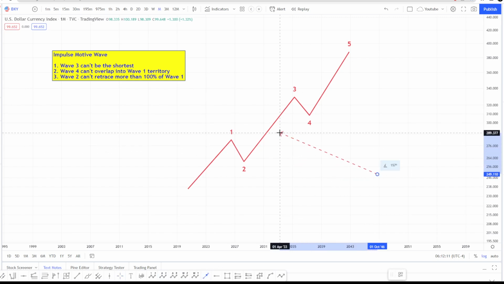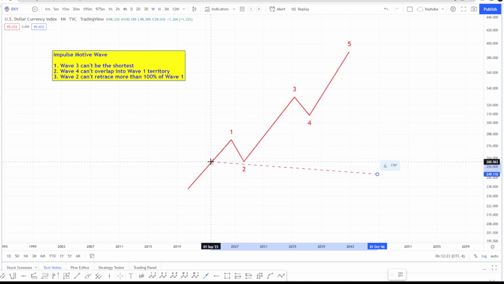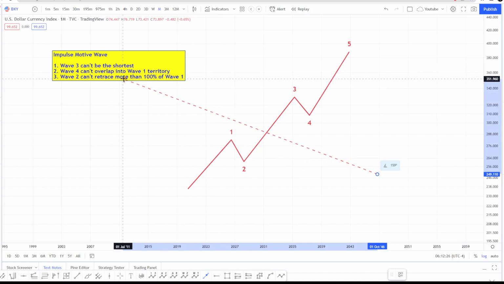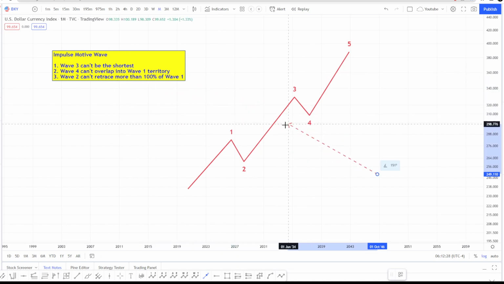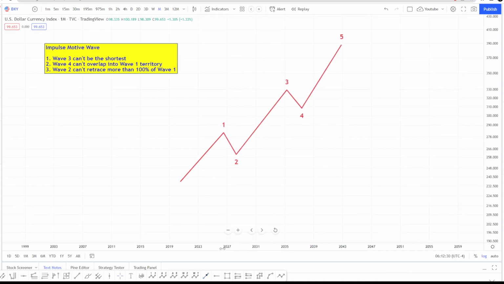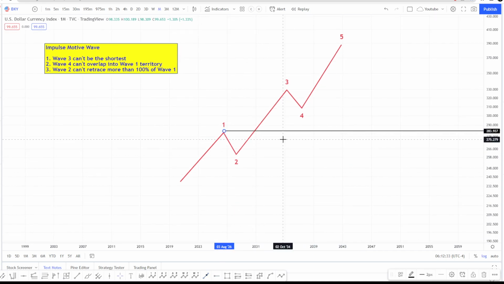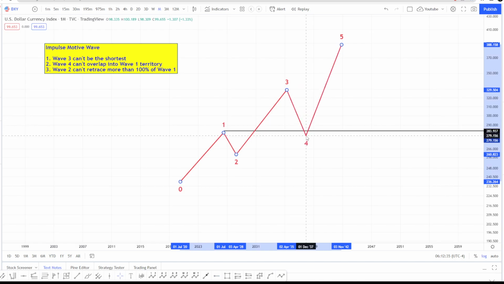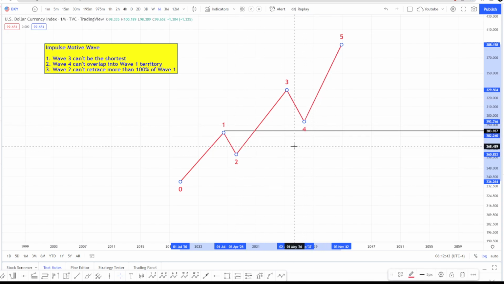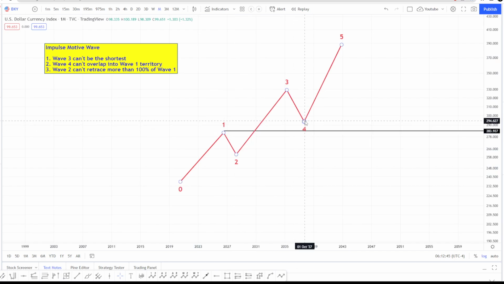Rule number 1. Wave 3 cannot be the shortest wave out of the 5 waves. It doesn't have to be the longest, it just can't be the shortest. And as you can see here, wave 3 is clearly longer than wave 1 as an absolute minimum. Wave 4 is not able to overlap into wave 1 territory. So if you mark out the high of wave 1, wave 4 is not allowed to go into the territory of wave 1, going into wave 2 basically. So it's not able to break below the high of the wave 1 peak.